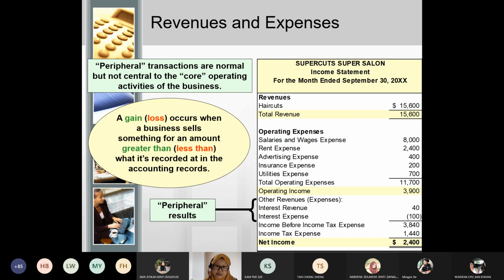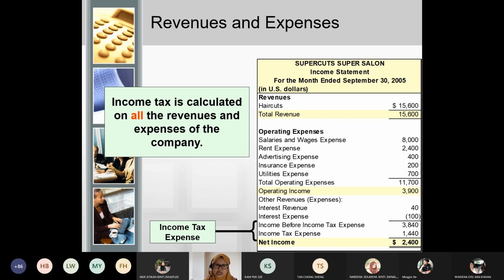Same for the interest expenses. Let's say the company makes a borrowing. Borrowing is not the main operation of the business, so the interest expense will be reported under non-operating or other expenses. All right, next, same for the income tax as well. Income tax is also considered non-core, so we have to report it separately.